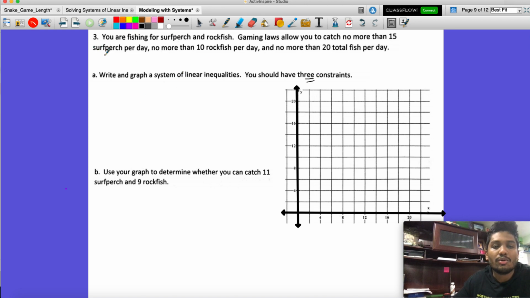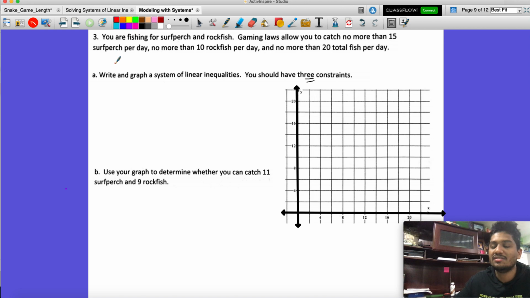It says you are fishing for surf perch and rockfish. Okay, gaming laws allow you to catch no more than 15 surf perch per day, no more than 10 rockfish per day, and no more than 20 total fish per day. Wow. Write a system of linear inequalities. Okay, so let's see what's going on.